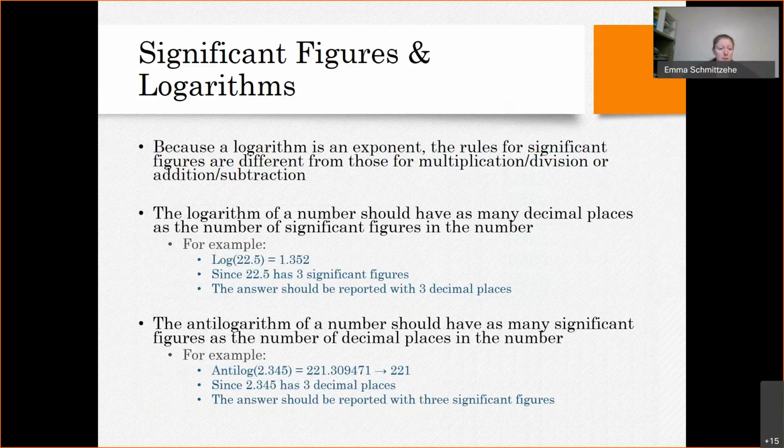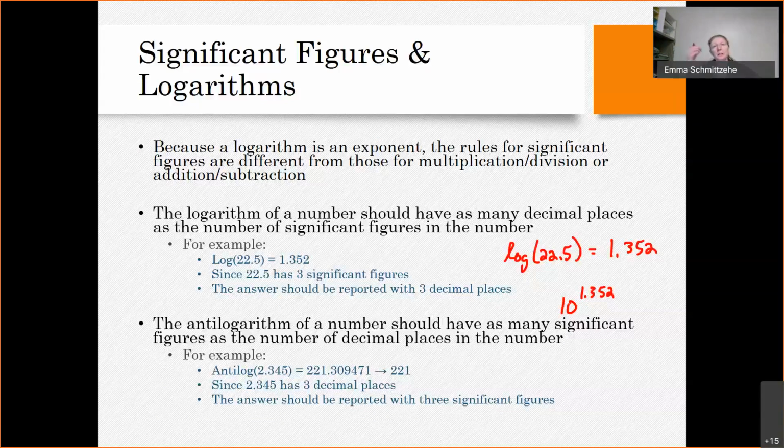The anti-log is the 10 to the value. So for instance, the log of 22.5 gives you 1.352. If you wanted to do the anti-log, it is 10 to the 1.352. And on your calculator, usually there's a 10 to the X button.